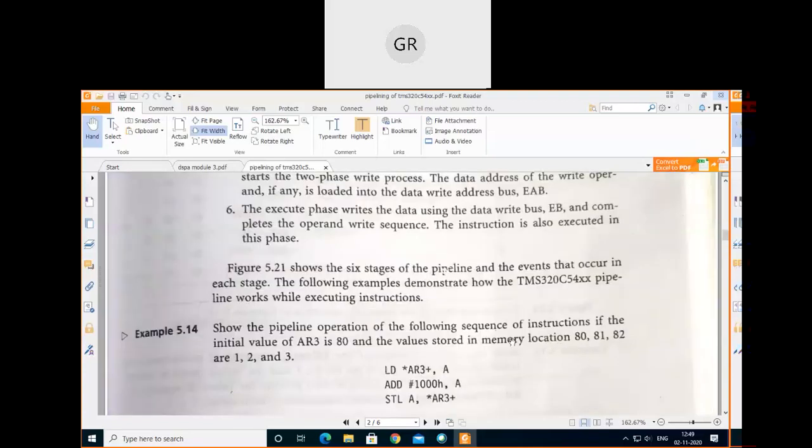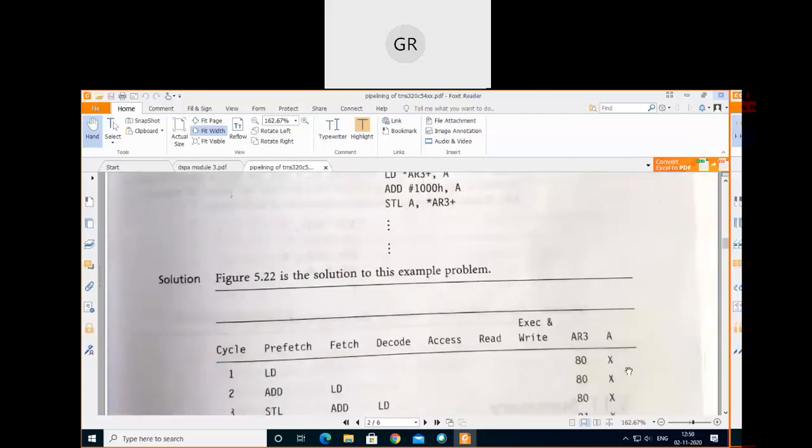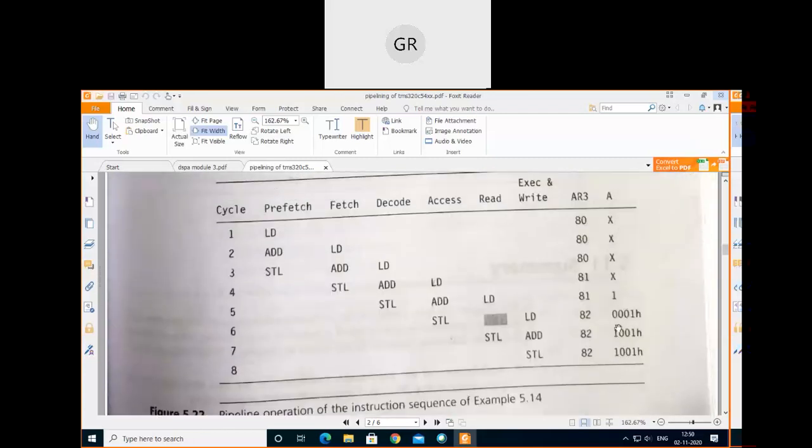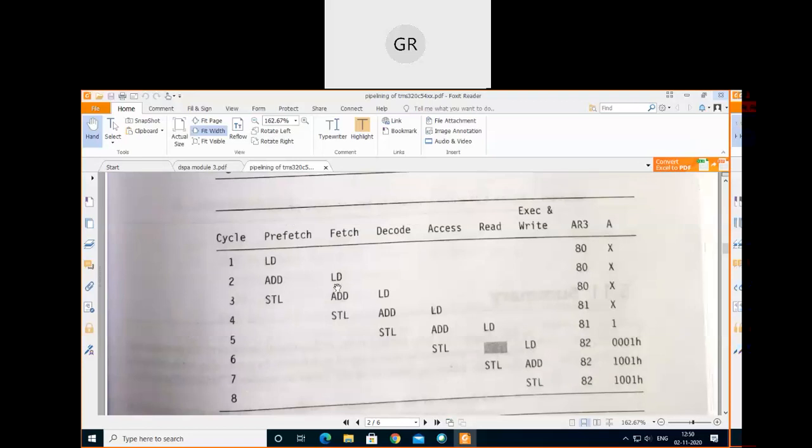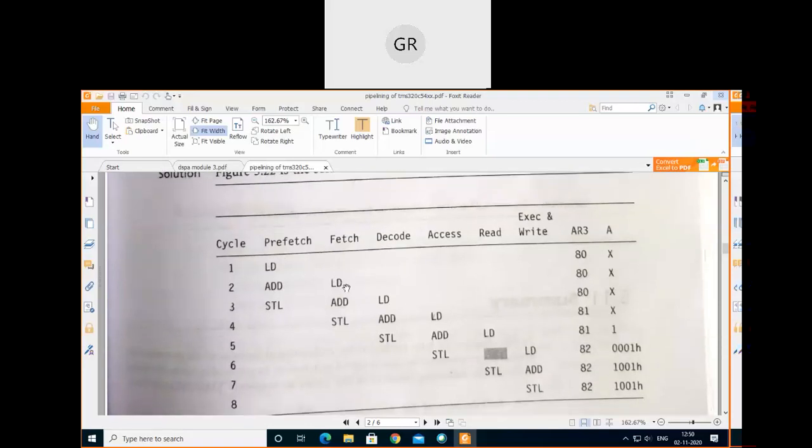See here, memory locations 80, 81, 82 are loaded with 1, 2 and 3. So with 82 we can add it here, 1 and 1000H, then we get 1001H, and store the lower value, that is 1001H. Please practice this example, it's very important. Okay, prefetch, then again ADD is prefetched and LD is fetched. That means LD is stored in the instruction register. Then it goes for the decoding process, then the accessing process, then the read process and write process.